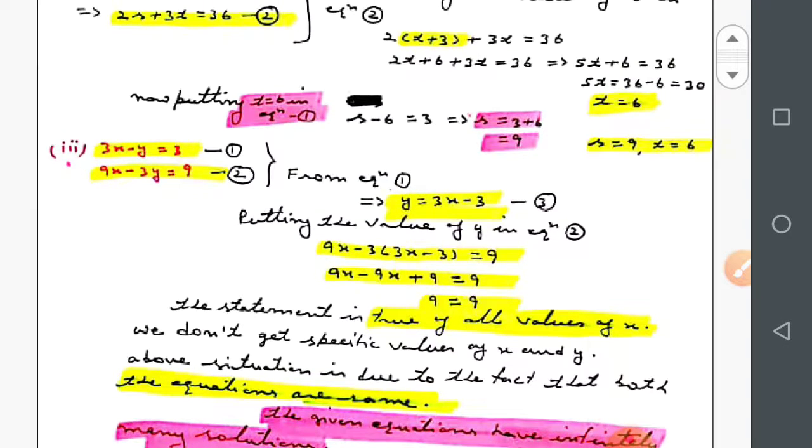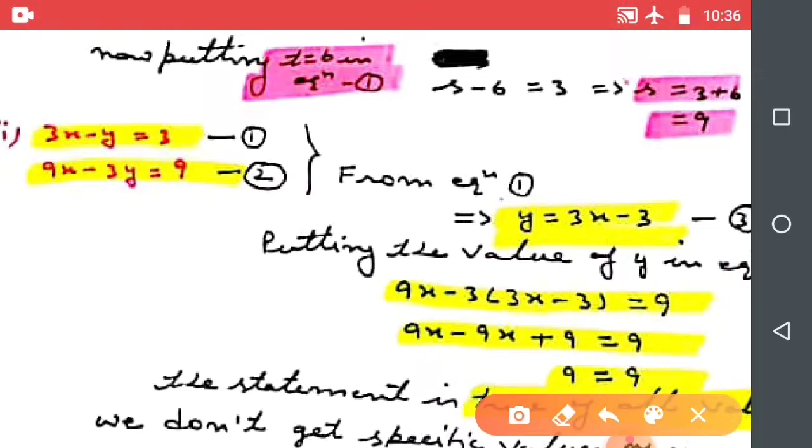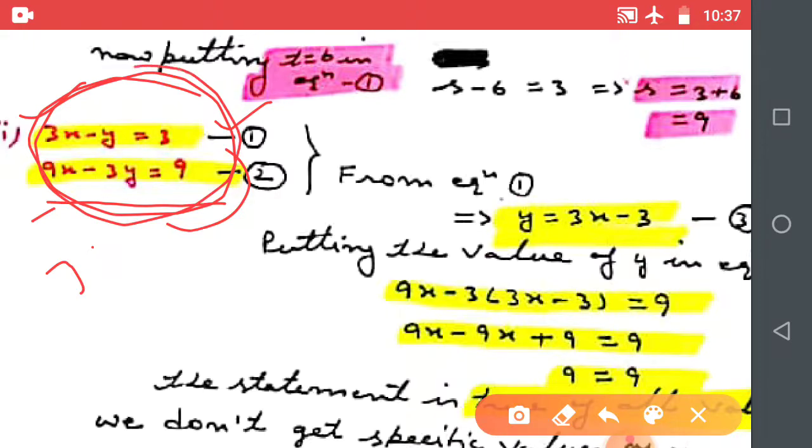Look at here. The first equation is 3x - y = 3 and the second is 9x - 3y = 9. If you take 3 common, 3(3x - y) = 9, and finally it comes 3x - y = 3. So these two equations are the same equation. Both the equations are same. So in this case we'll have infinitely many solutions instead of a specific solution.